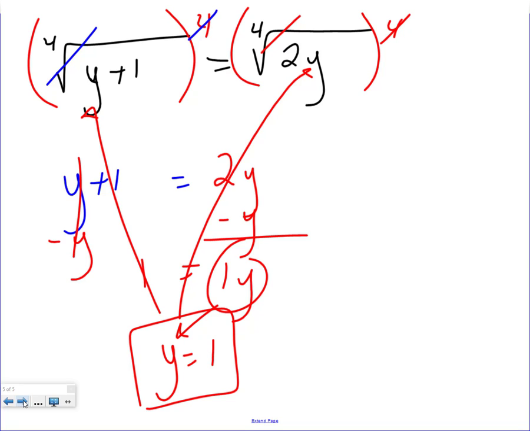This method that you see on the board, it works, and you're only going to have problems in this class that have matching powers on both sides. So if this is a 4th root, you're going to have a 4th root on the other side if they're both under a root. Okay?